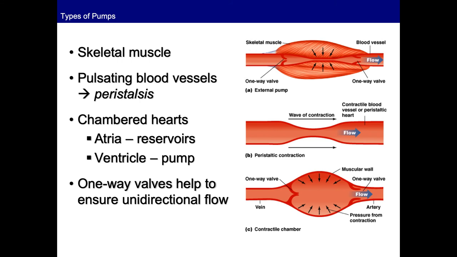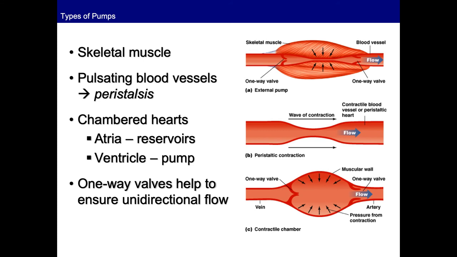You have one-way valves to ensure that the fluid is moving in a one-way direction. Some animals actually have pulsating blood vessels, like peristalsis. They have auxiliary hearts. But for us, we're going to be concentrating as humans on chambered hearts. Atria are actually reservoirs, and ventricles are the pumps, okay?